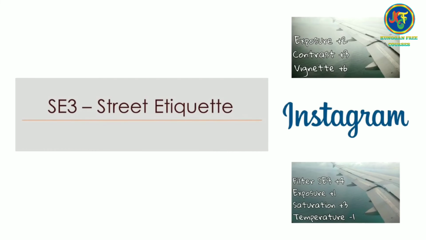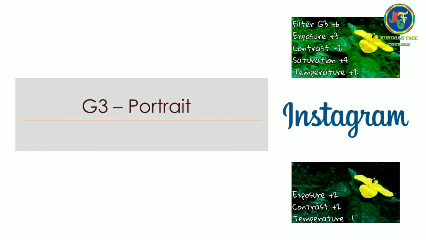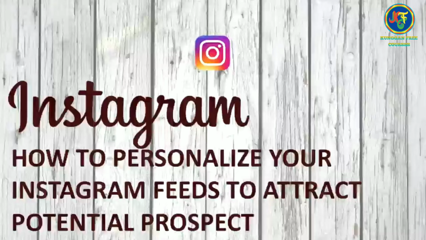If you're moving more towards a black or dark tone, the street etiquette filter pretty well does the job. It's called SE3 in Visco, and it changes the photo into a darker shade, giving an intense feeling to your photo. The last filter that I'm going to introduce is called G3. It's a portrait filter. This filter gives a sunny, warm tone to your photo, and it's very suitable for outdoor photo shoots.